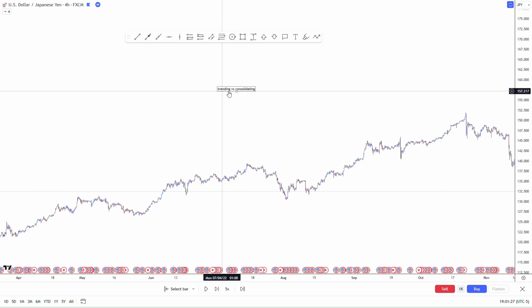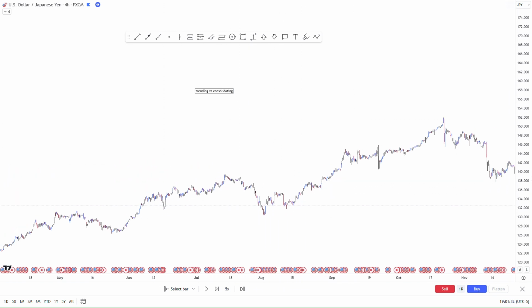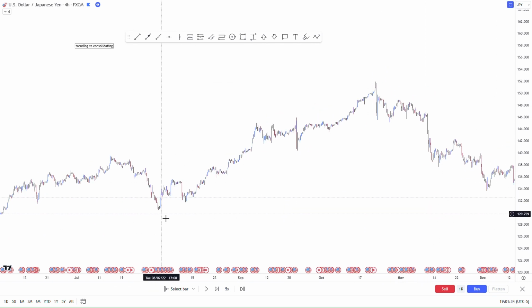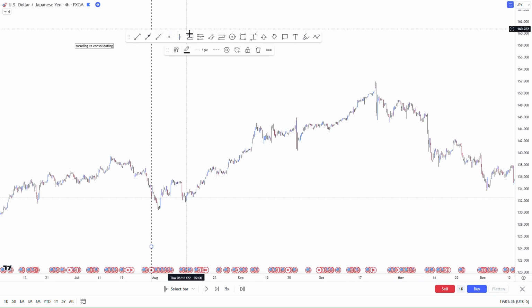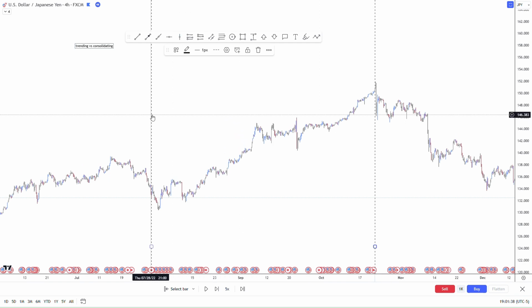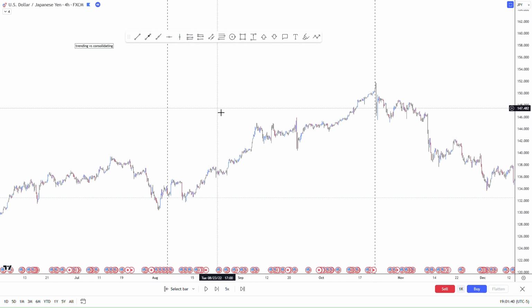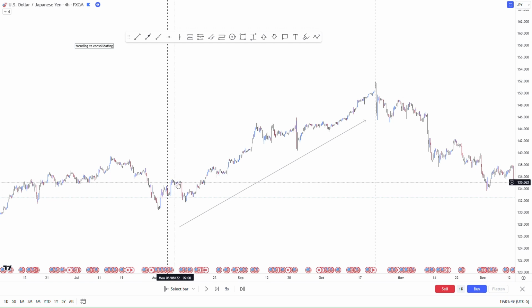Trending and consolidating. Okay, so we're talking about the way that price is moving in general. If we look at this segment from here to here, look at this. Price in general is moving up. Okay, it's moving bullish. Now obviously we have price come up, come back down, retrace. Okay, it's not perfect. It's not a straight line.